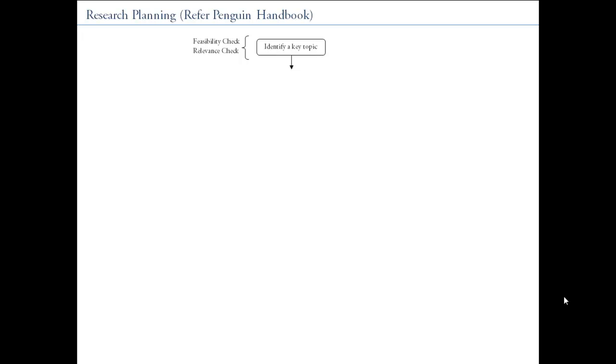research paper. Topics which pass both the feasibility and the relevance check are the ones that you use for writing your research paper around. We completed this last week. In case you already haven't finished this, I'd strongly advise that you first finish this before moving on to the next stage. After you've identified a key topic that you want to write your paper around, the next step is to identify the purpose of your paper.